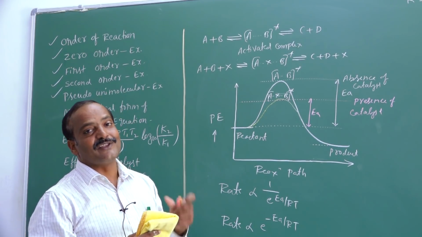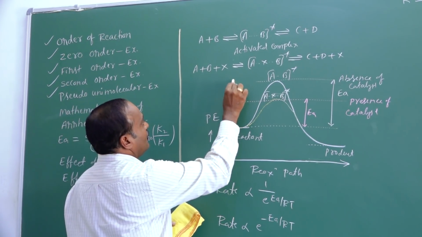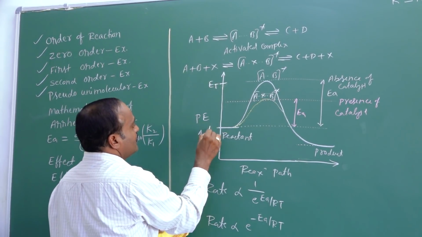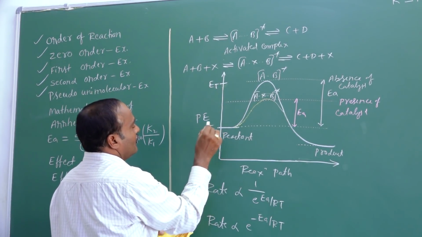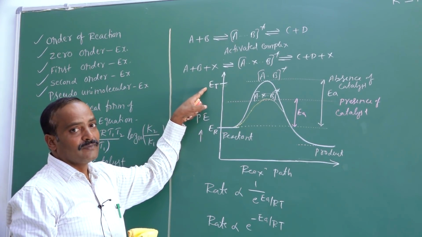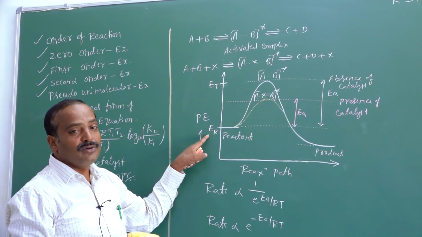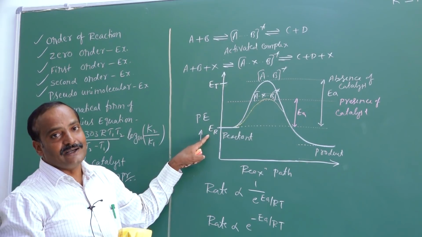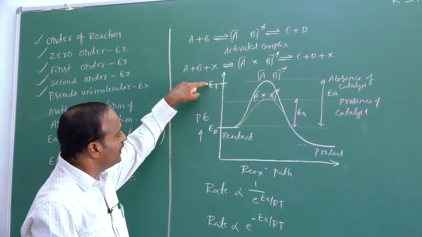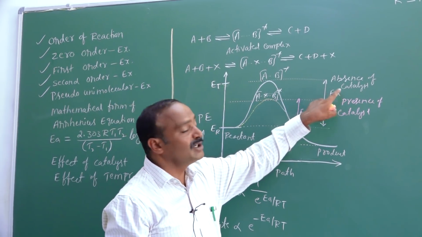What is activation energy? This energy is called ET. This is called ER. ET is equal to threshold energy. ER is equal to normal energy of reactant. The energy difference between the threshold energy and normal energy of reactant is called EA, the activation energy.